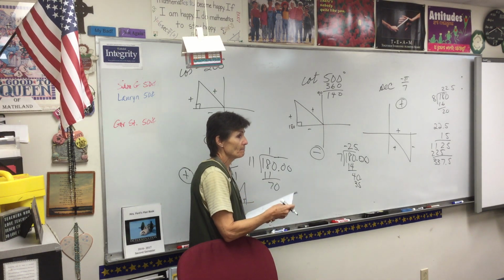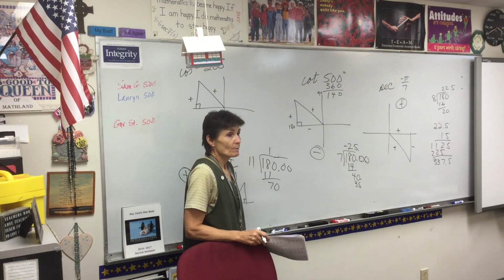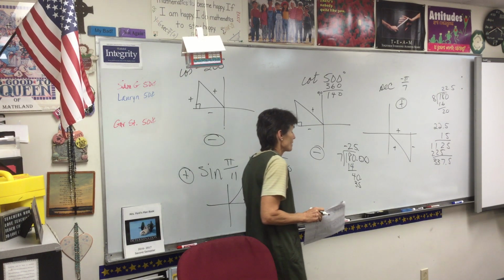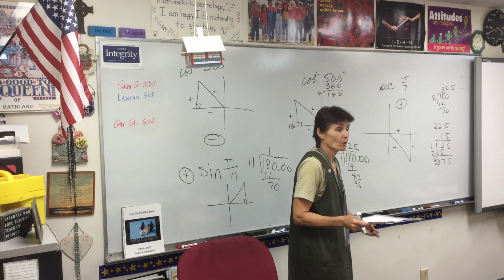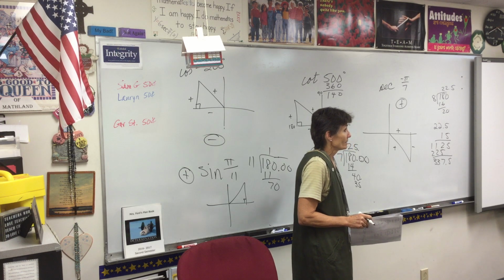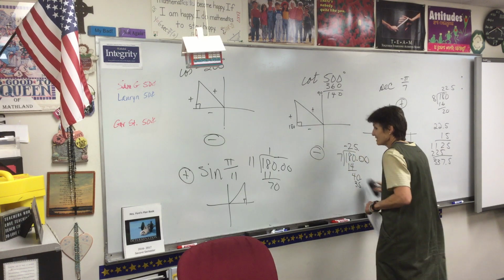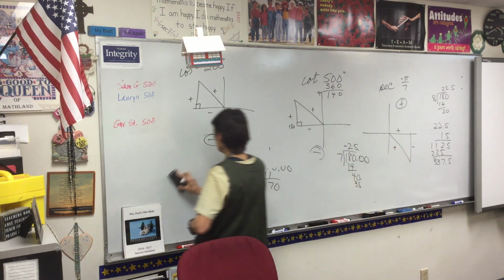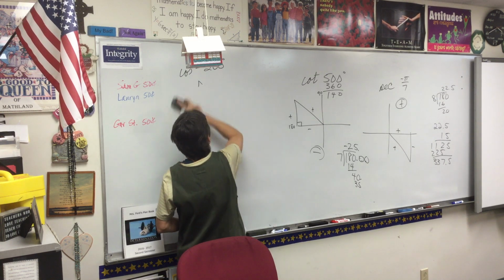You okay with that? Just try to remember that cosine is associated with x over r, and sine is associated with y. So when you want to know if they're positive or negative, it just really boils down to whether x and y are positive or negative.